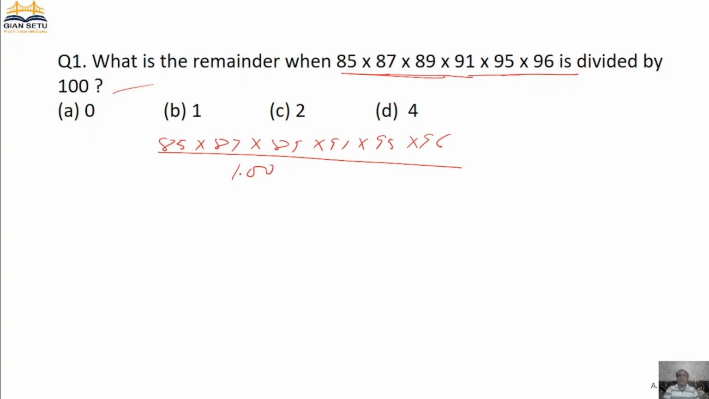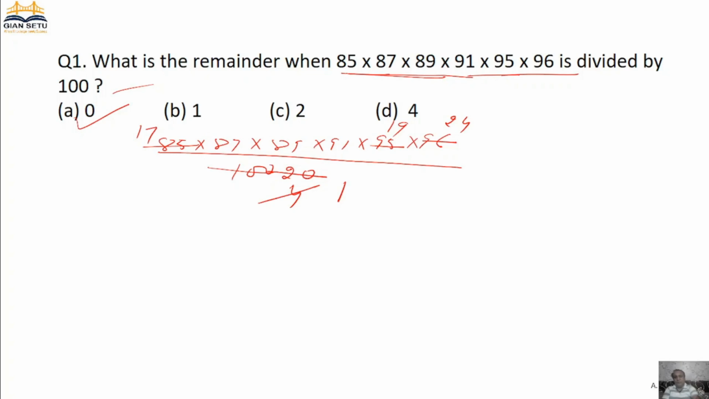Now we can cancel out numbers from numerator and denominator by common terms. Let's cancel out 85 with 5, we get 17 here and we get 20 here. Again we can cancel out with 5, we get 4 here and we get 19 here. Similarly we can cancel out 4 with 4, we get 1 here and we get 24 here. Now we see that this number is completely divisible by 100. That means remainder is 0. So right answer is A here.